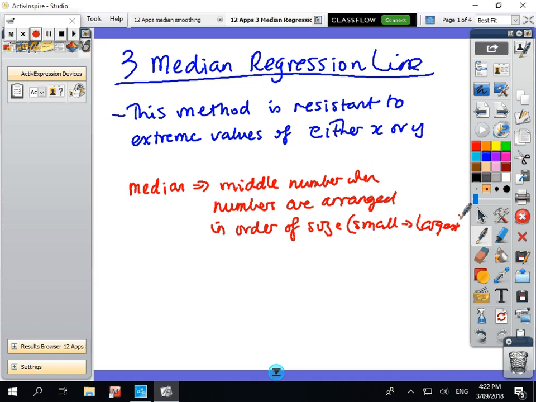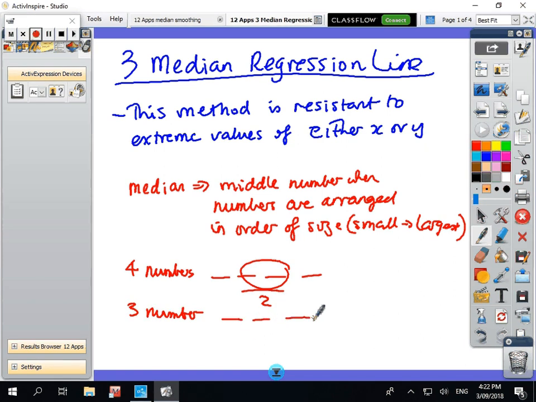Okay, so we've got to arrange the numbers. Now, if there's 4 numbers, 1, 2, 3, 4, we've got to average those 2 numbers. But if there's only 3 numbers in the group, 1, 2, 3, then the middle number is the middle number. So if there's an even number, you'll get 2 middles and you have to add them and divide by 2. But if there's only an odd number, there'll only be 1 middle. Okay, so copy that and come across.